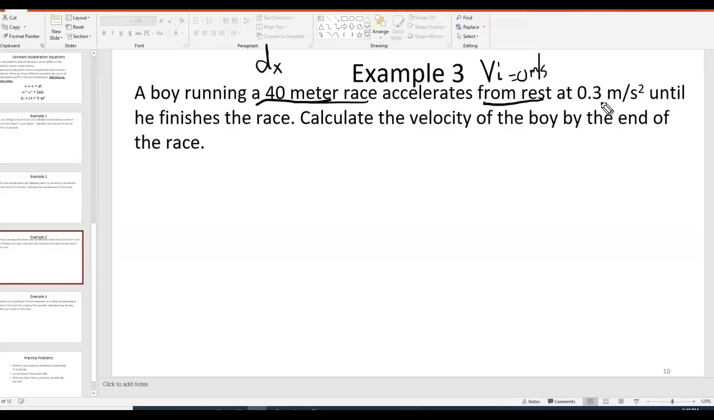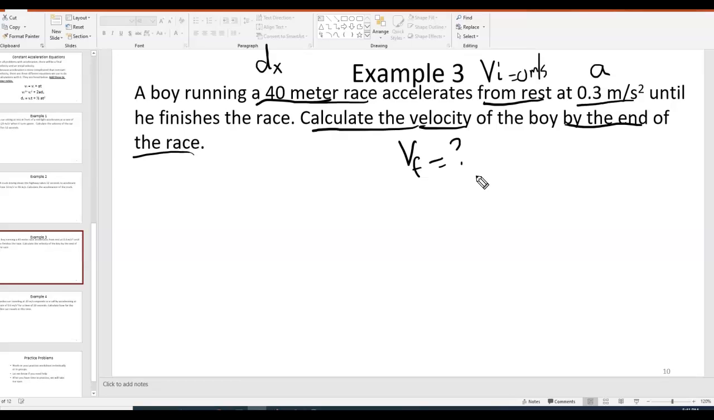I see this number 0.3 meters per second squared. You might not know what that is right away, but again, this is why it's so important that you understand units. If you look at the unit meter per second squared, what has units of meter per second squared? That has to be acceleration. So 0.3 meters per second squared is going to be acceleration until he finishes the race. Calculate the velocity of the boy by the end of the race. Okay, so I'm looking for the velocity. It tells me to calculate the velocity. I already have the initial velocity because it's given to me when it says it starts from rest. So my unknown is going to be Vf.